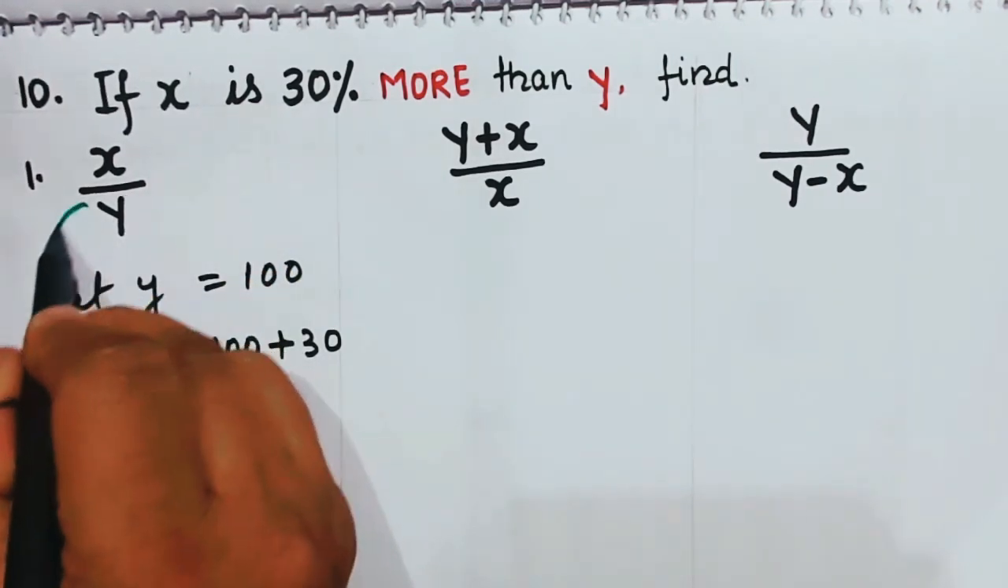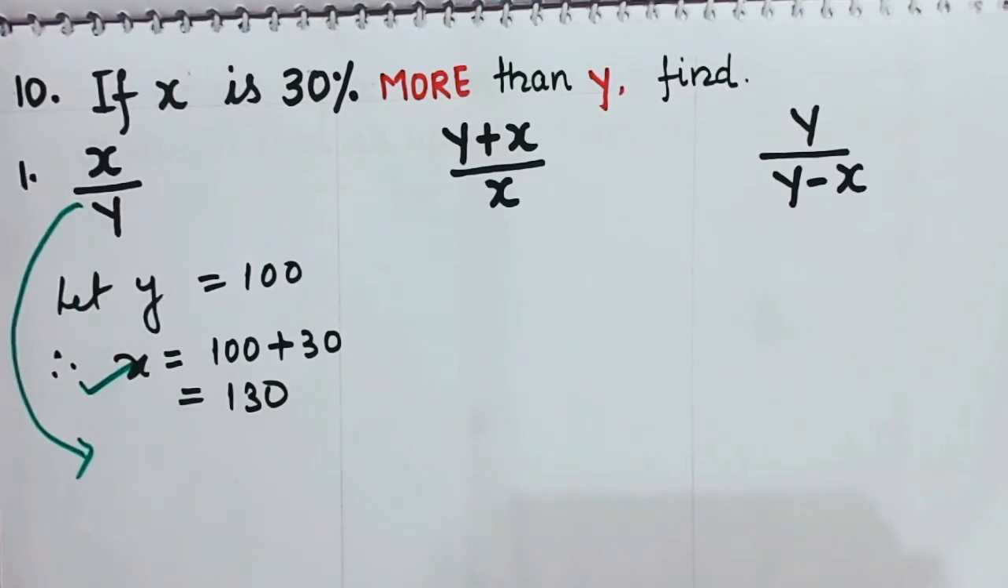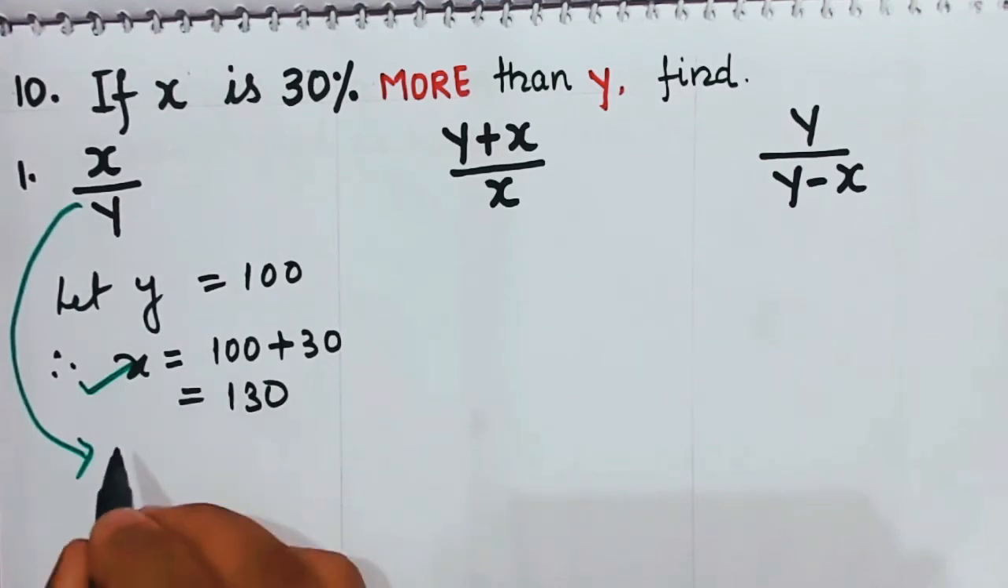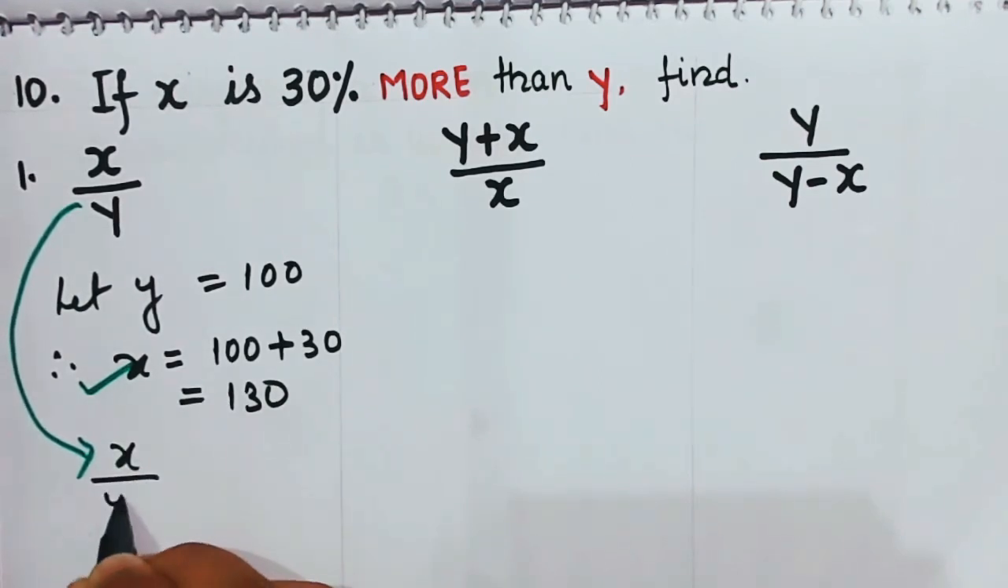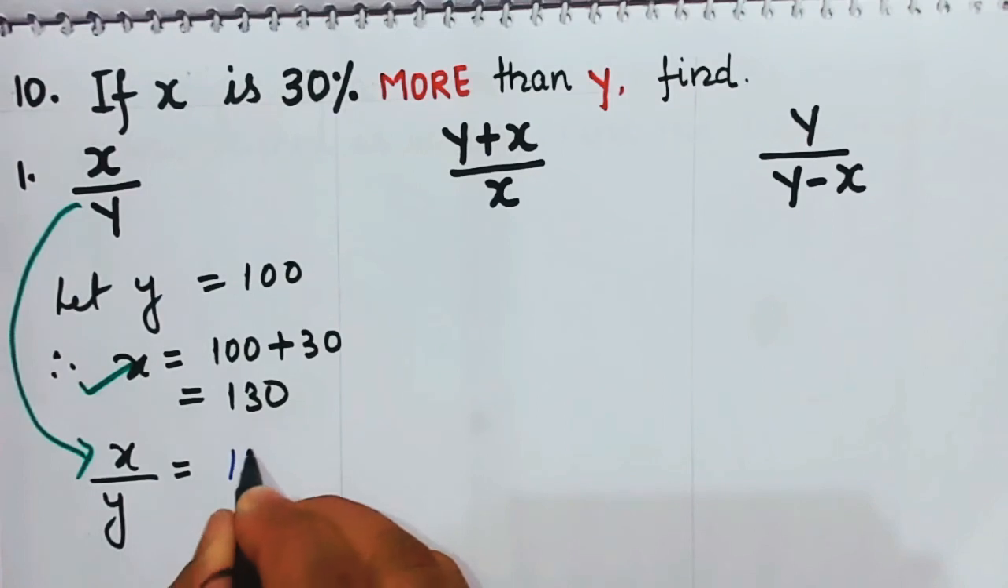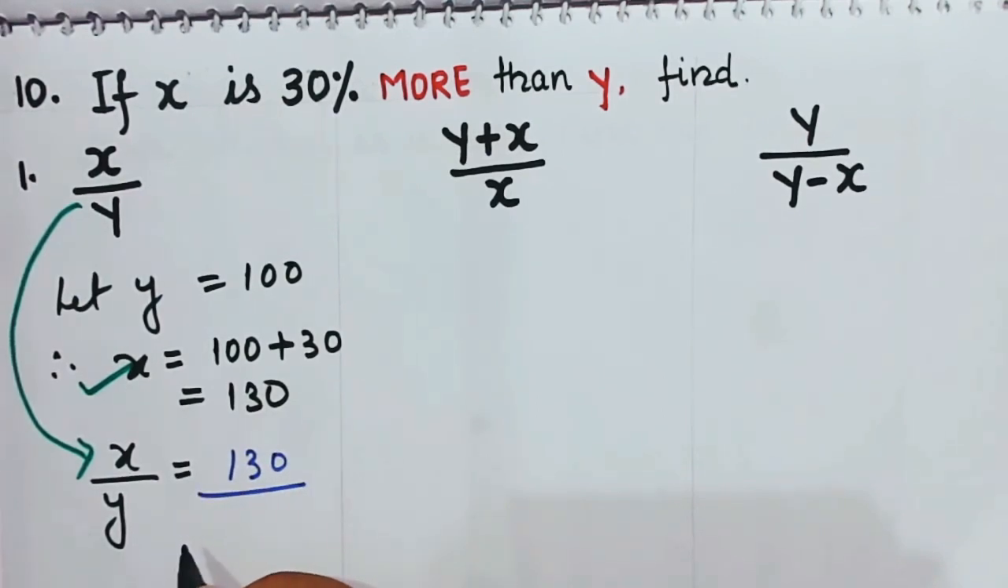Therefore, when you find the ratio of x by y, it will give you how much? X is equal to 130, while your y is 100. On cancellation, you will get 13:10 as the ratio.